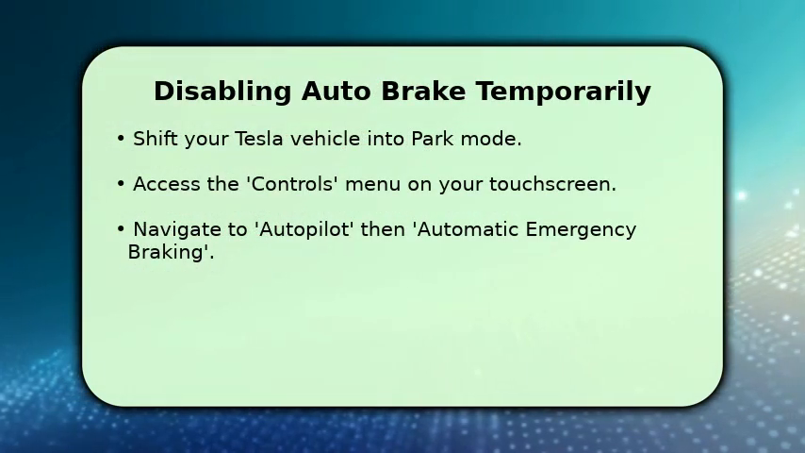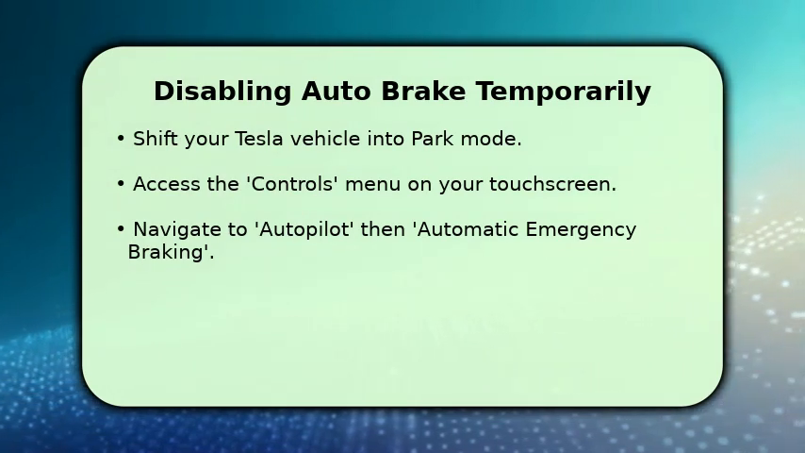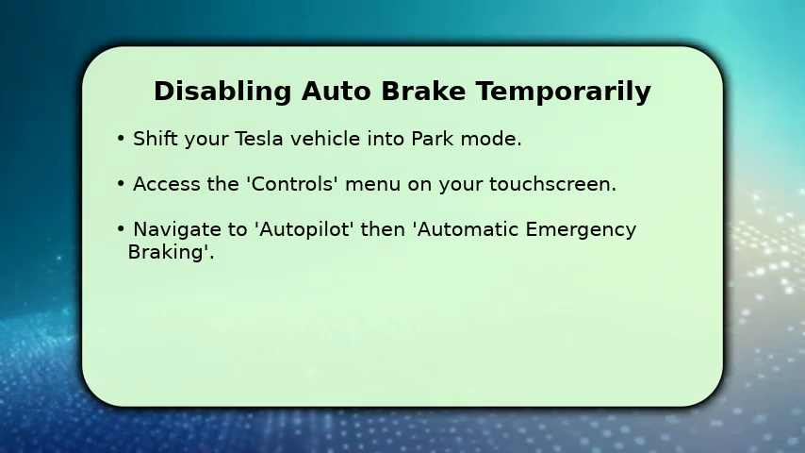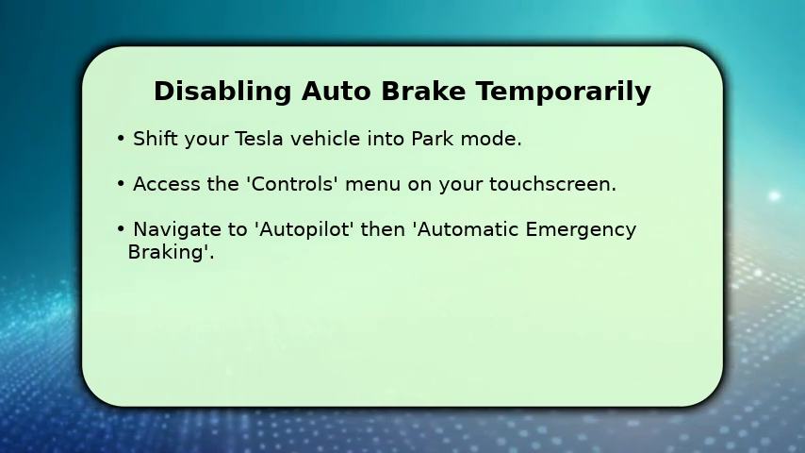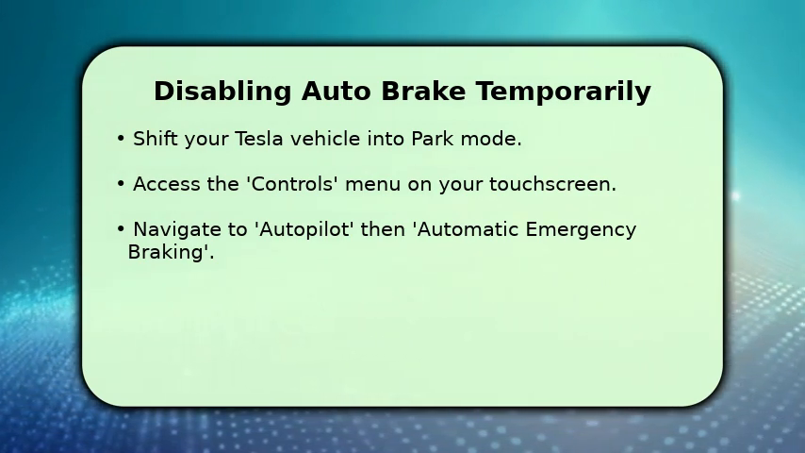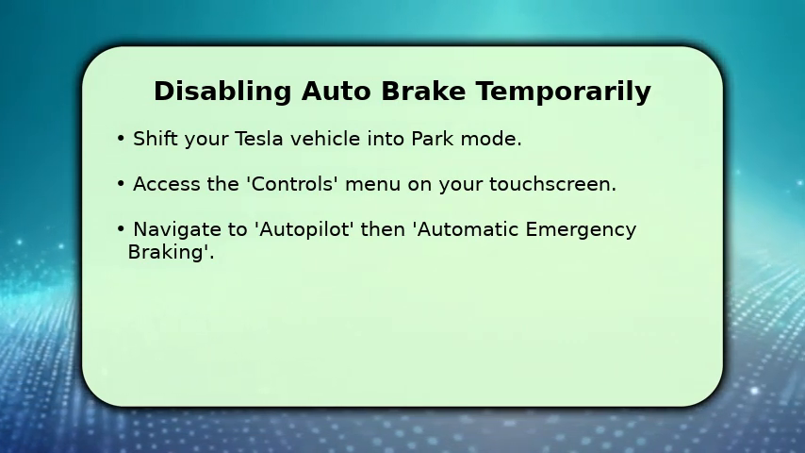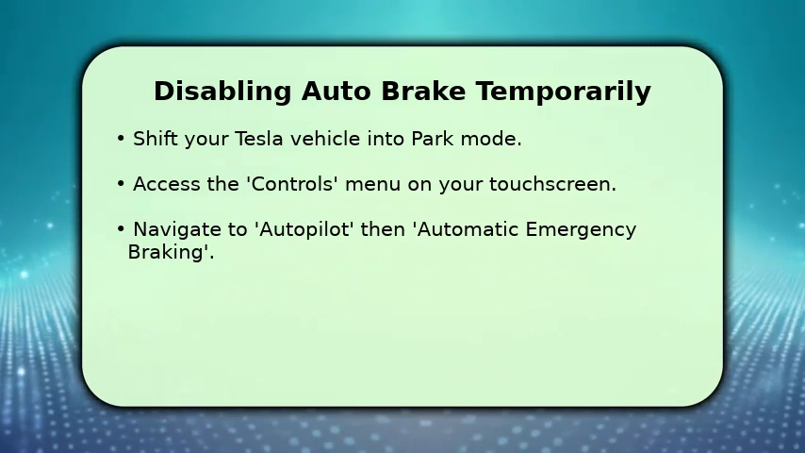To temporarily disable automatic emergency braking for your current drive, first ensure your Tesla is shifted into park. Next, tap on Controls on your vehicle's large touchscreen display. From there, select Autopilot, and then you will find the automatic emergency braking option. Simply toggle this setting to turn it off for the duration of your current journey.